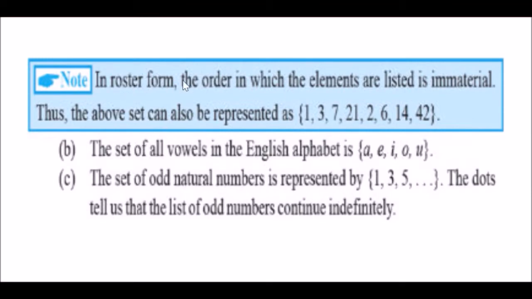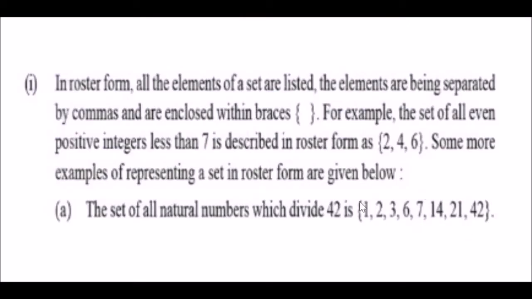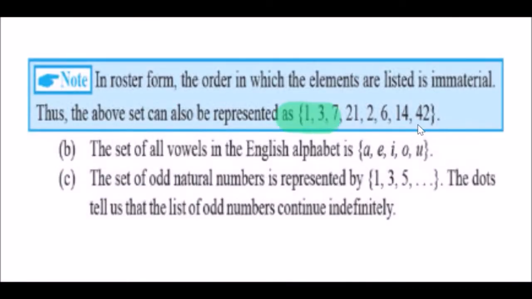And in the roster form, the order in which the elements are listed is immaterial. What we mean to say is that the previous set and this set in the roster form are exactly the same, though the numbers are jumbled up. The listing may not be similar, but the sets are exactly the same.